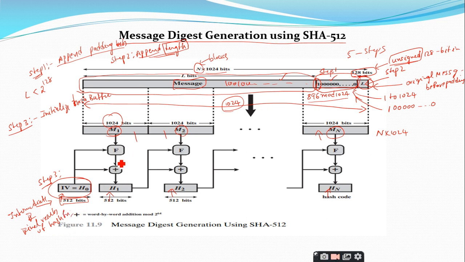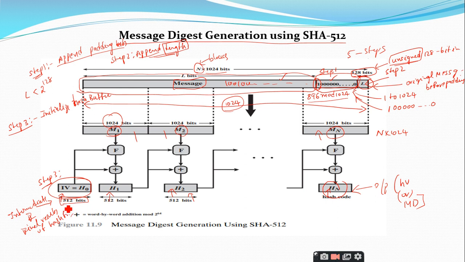So after this first block is processed, the output is stored inside this H1. That means it is stored in the buffer. Similarly, after the M2 block of 1024 bits is processed, the result is going to be stored inside this buffer. Like that, after processing the final nth block, whatever result you get is stored inside this buffer Hn, and this will be the output, which is nothing but the hash value or message digest. This is what you have to understand.